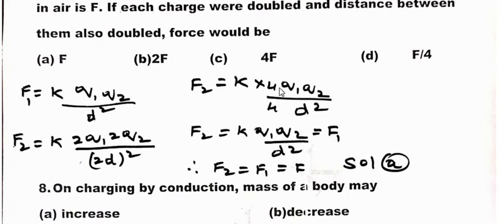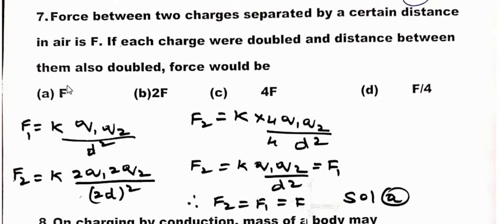4 gets cancelled. So again F2 is K into Q1 Q2 by d square, which is same as F1. So F2 would remain same as F1, that is, which is equal to F. So the solution is A, choice A.